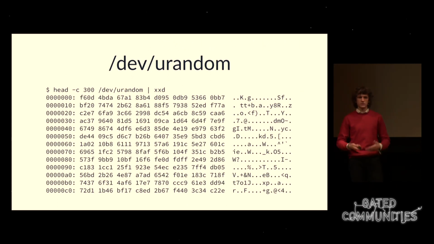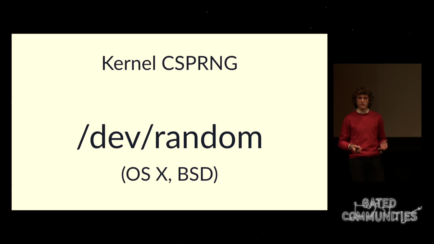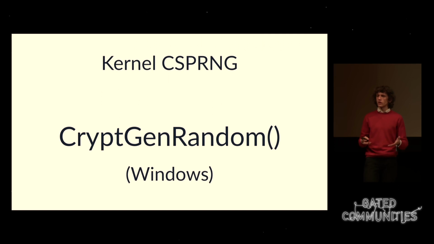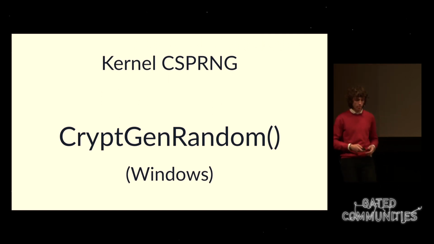Other operating systems have something similar. OS X and BSD have dev random, which is exactly what dev urandom is on Linux. And on Windows, you can get something similar with the CryptGenRandom call.